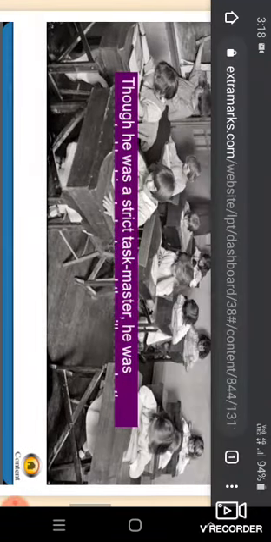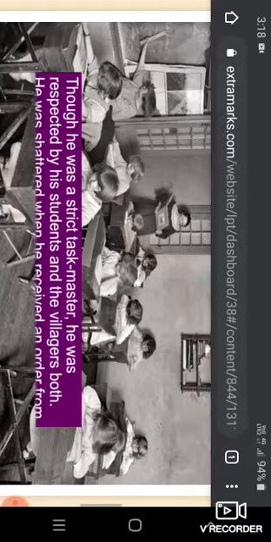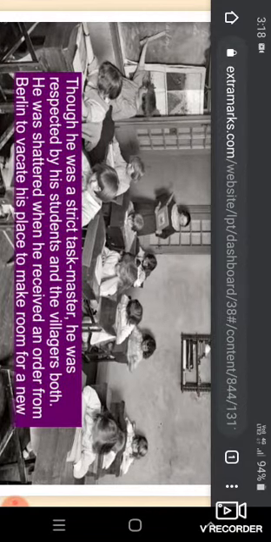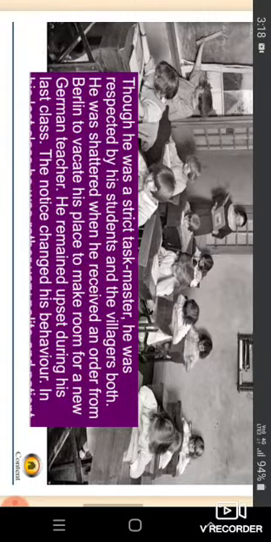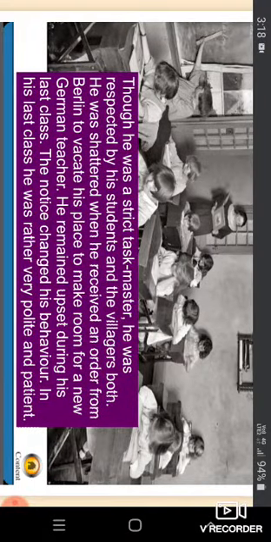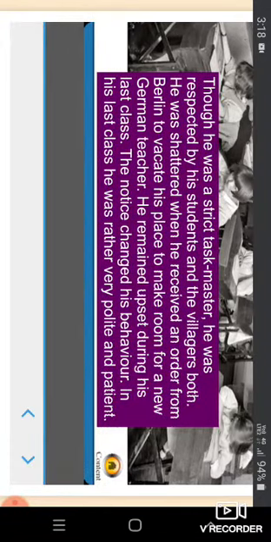Though he was a strict taskmaster, he was respected by his students and the villagers both. He was shattered when he received an order from Berlin to vacate his place to make room for a new German teacher. He remained upset during his last class. The notice changed his behavior. In his last class, he was very polite and patient.